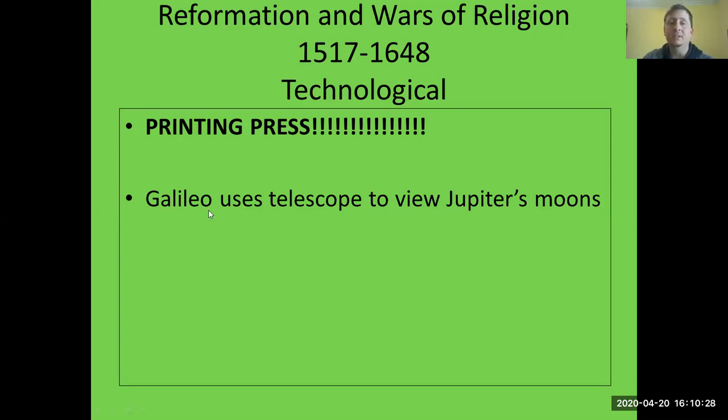And then the next one down here, Galileo and his telescope, right? Galileo uses a telescope to view Jupiter's moons. He creates this telescope, the creation of new scientific instruments, the thermometer, the telescope, the microscope, the barometer. These are all being invented during this time period to improve our knowledge of the physical world. And so Galileo sits here as sort of representative of all of those ideas.